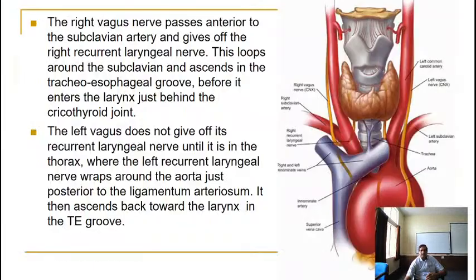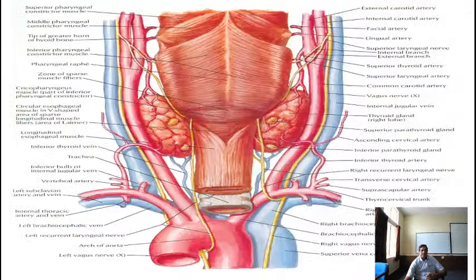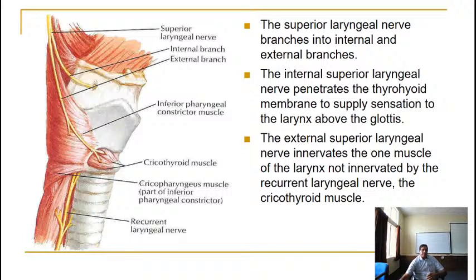Let me see the diagram with that. Yeah, this is the one. So the superior laryngeal nerve, how it divides into the internal laryngeal nerve. This is the hyoid and that's the thyroid. So it pierces the thyroid membrane and goes into the larynx. It is purely sensory above the level of the glottis, above the level of the vocal cords. So this is the superior laryngeal nerve internal branch.